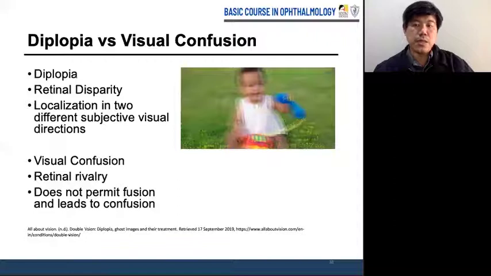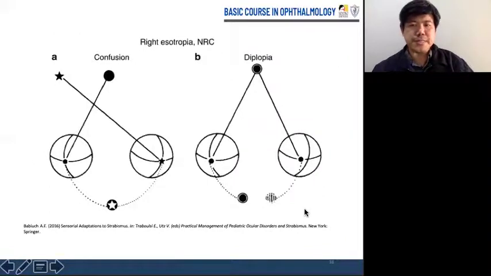So, moving on to the abnormalities of binocular vision, we have diplopia, which is retinal disparity, and visual confusion, which is retinal rivalry. This picture is more of disparity, so I think this is diplopia. In diplopia, simultaneous stimulation of non-corresponding and disparate retinal elements by an object point causes this point to be localized in two different subjective visual directions. So an object point seen simultaneously in two directions appears double.